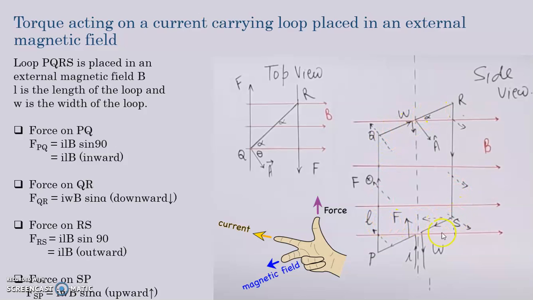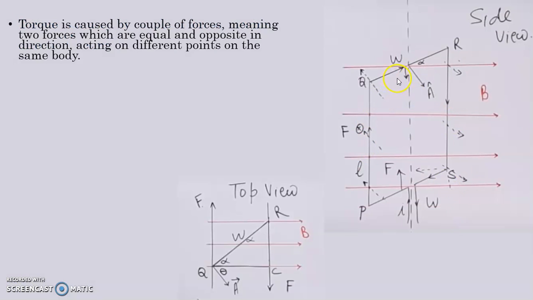But what about torque? Will this coil experience torque? Torque is couple of forces which causes rotational motion. Torque is caused by couple of forces. Couple of forces means two forces which are equal and opposite and act along different points on the same body. Over here, forces on QR and SP are equal and opposite, but they act along the same point on the coil. So they will not form couple and there will be no torque action on these two parts of the coil.